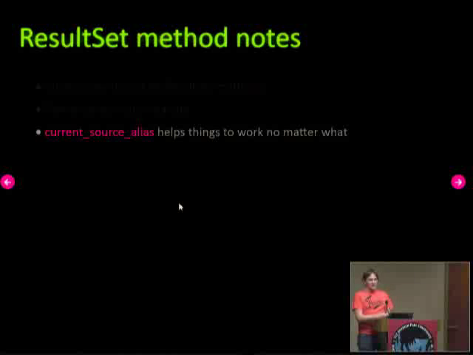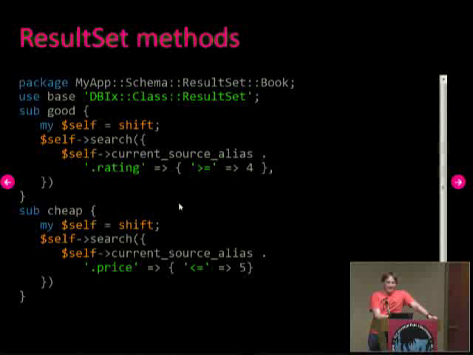And then the current source alias that we had before makes things matter no matter what angle you come at that result set from. So if you just do straight schema arrow result set books arrow whatever, that's pretty naive and obvious. But if you do a related result set, so you go through another join, the current source alias will make sure that that works. So when you make these, at least use current source alias or the helper that I will mention later that has a shorter name.